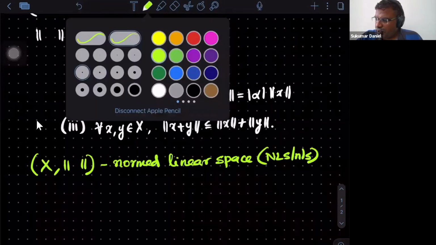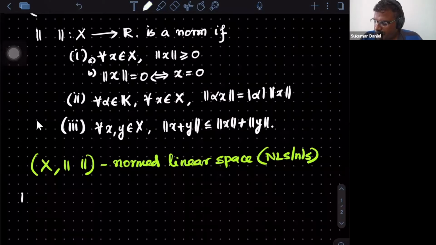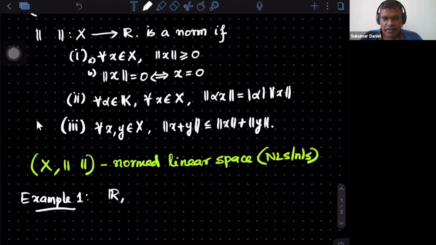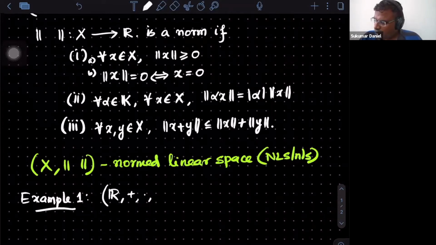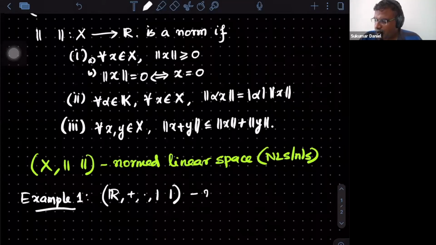Now, in that process, there's one thing that we have learned, as an example. If I consider the set of all real numbers with usual addition and scalar multiplication over the reals, that's a vector space, and in that I am defining the norm with the modulus. Okay. So we try to show that this is actually a normed linear space.